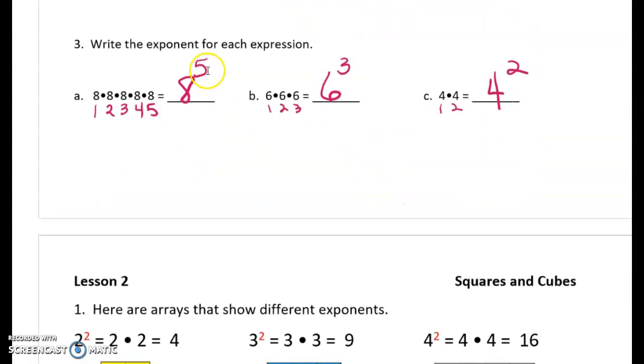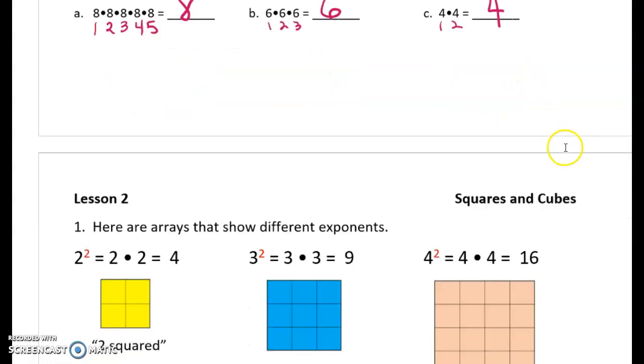Number 3, if we write the exponent for each expression, our base here is the number 8, and we're multiplying it out 5 times. So it's 8 to the fifth power. B, 6 is our base, and we're multiplying it by itself 3 times. So 6 times 6 times 6 is 6 to the third power. C says 4 times 4. The base is 4, multiplied 2 times. So 4 to the second power.